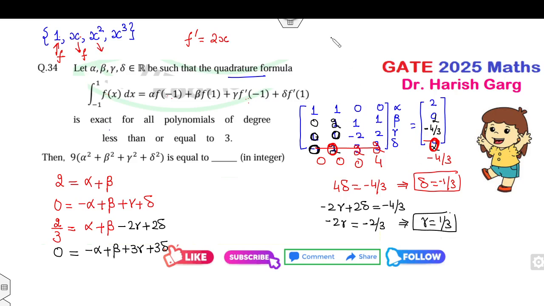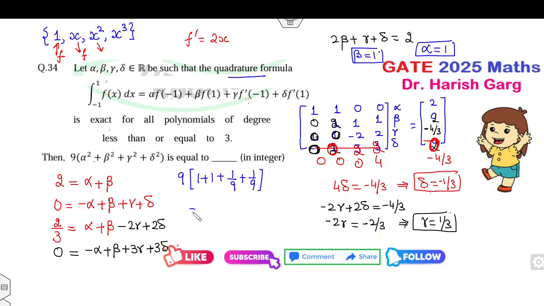From the first equations, 2 beta plus gamma plus delta is 2. So gamma plus delta is 0, and beta will be 1. Once beta is 1, from the first equation alpha is also 1. So I can substitute in the given formula: 1 plus 1 plus 1 over 9 plus 1 over 9. So 9 plus 9, 18, plus 1 plus 1, that is 20, the right answer of this problem.